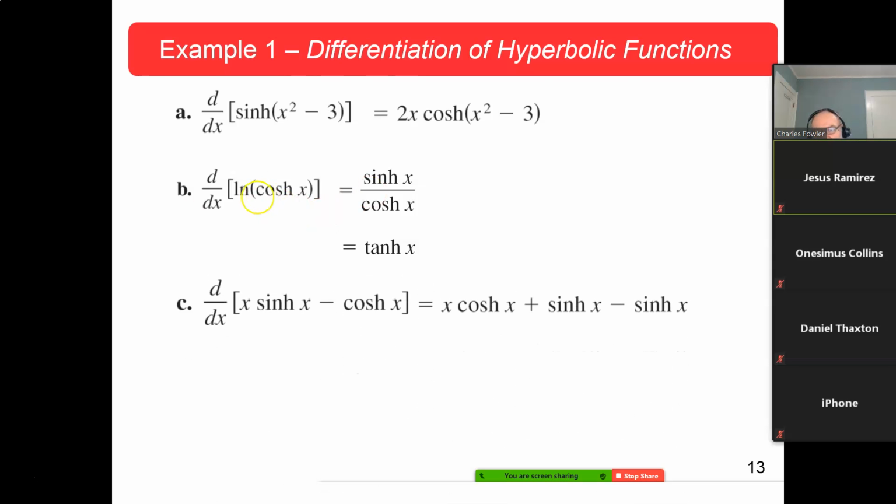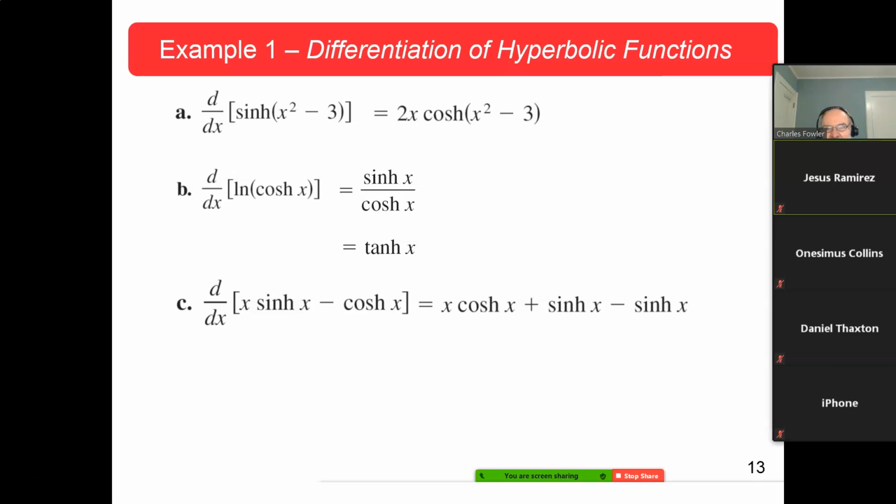Okay, how about this one? Derivative of a sum times a difference. Well, here's a product rule. Okay, the product rule still works. The derivative of this would be x times the derivative of that. That would be x times hyperbolic cosine. Okay, plus the second times the derivative of the first, which would just be hyperbolic sine, minus the derivative of hyperbolic cosine is hyperbolic sine. So it works the same way.